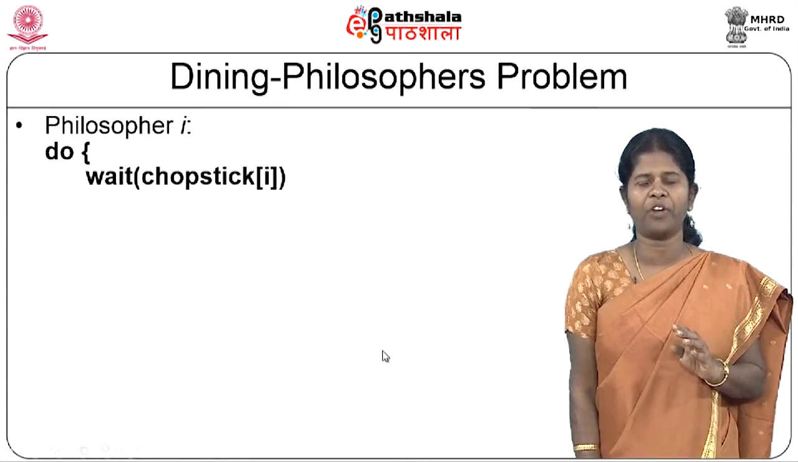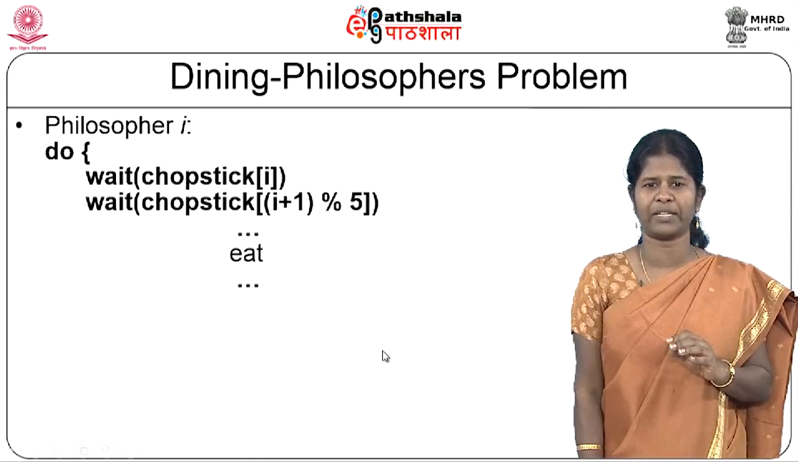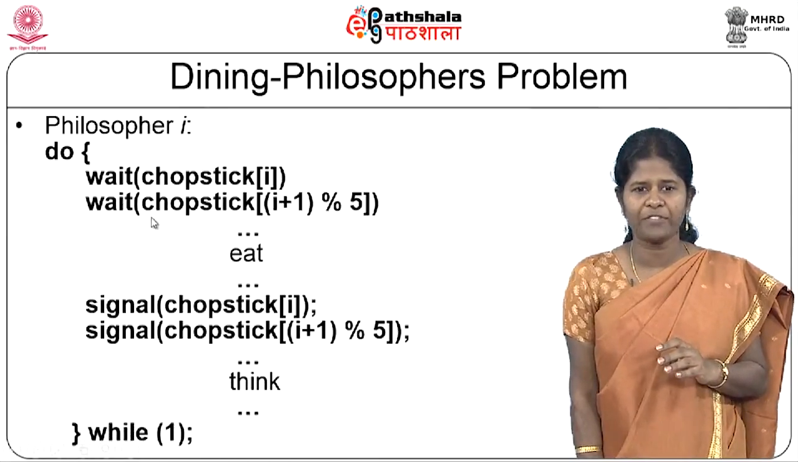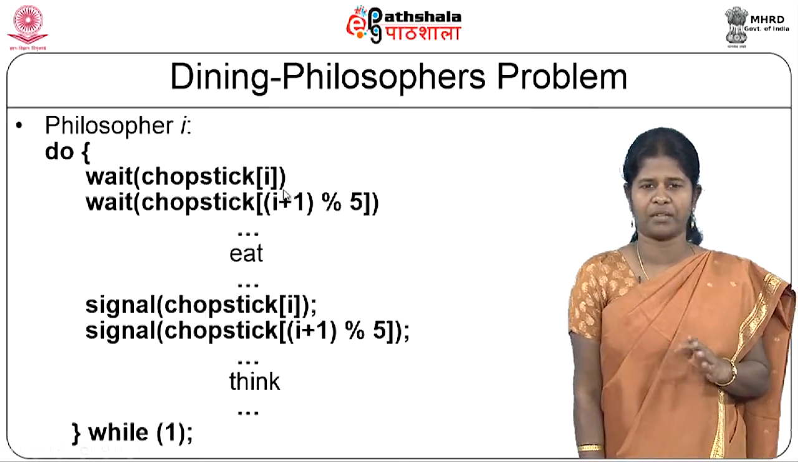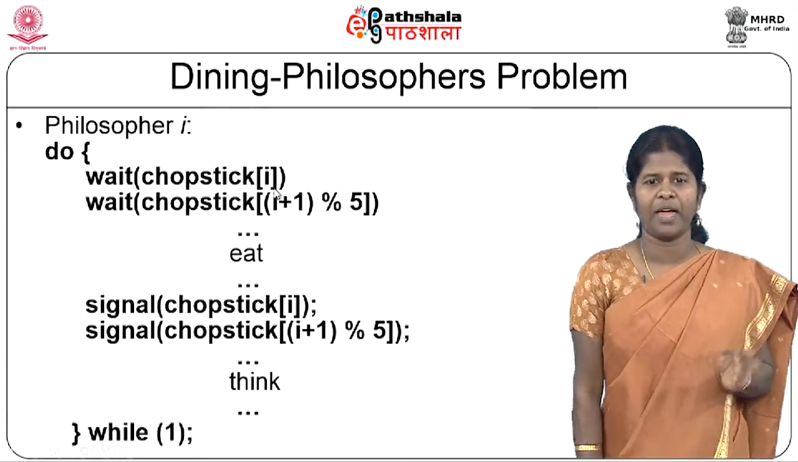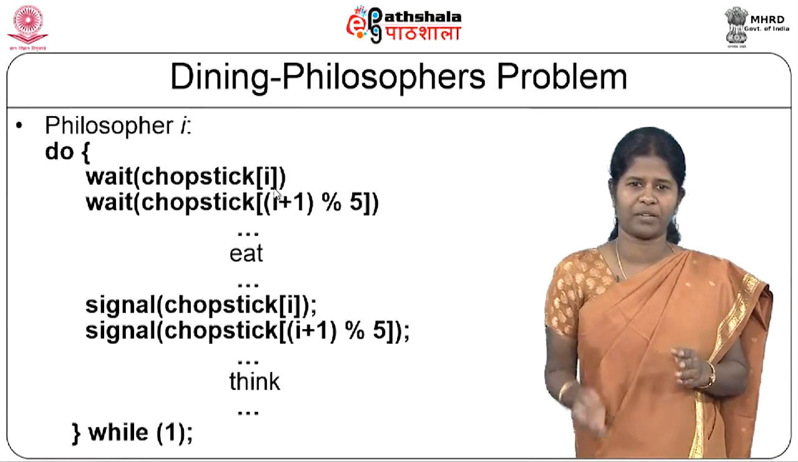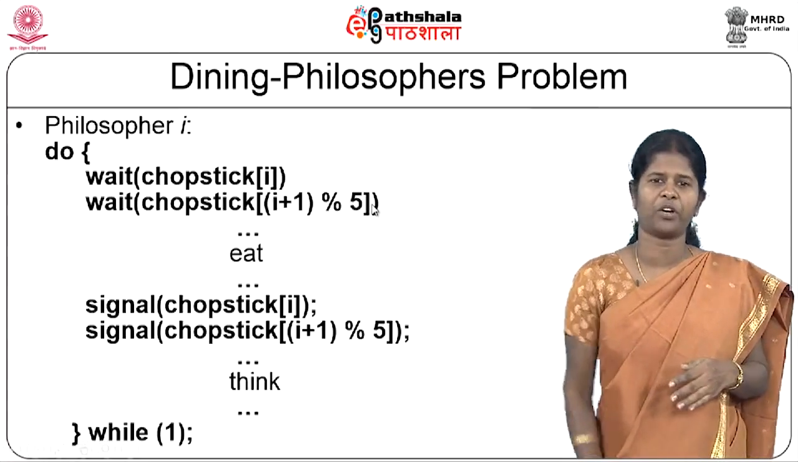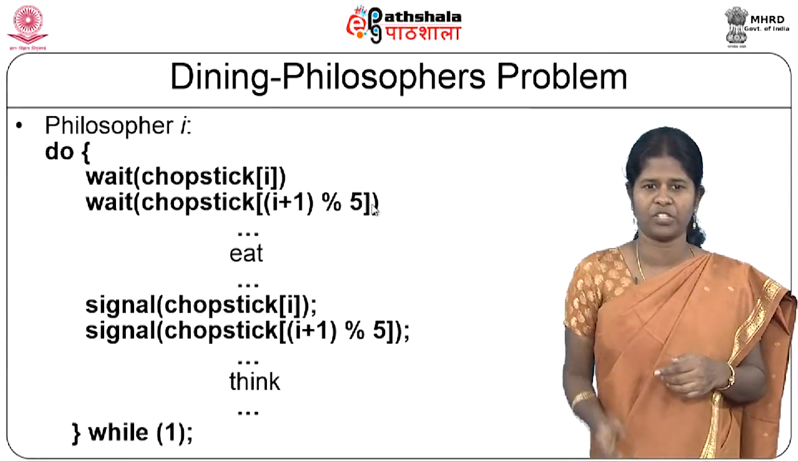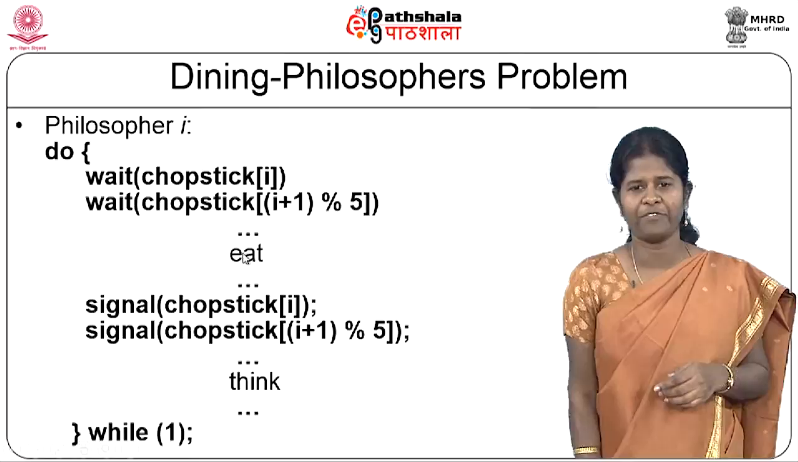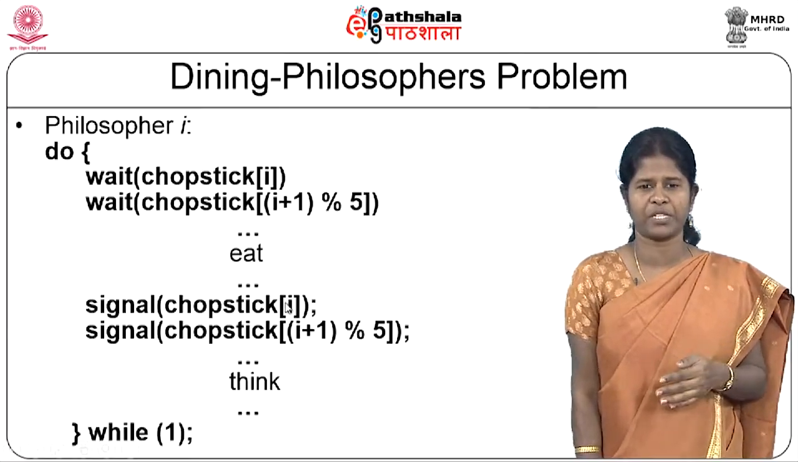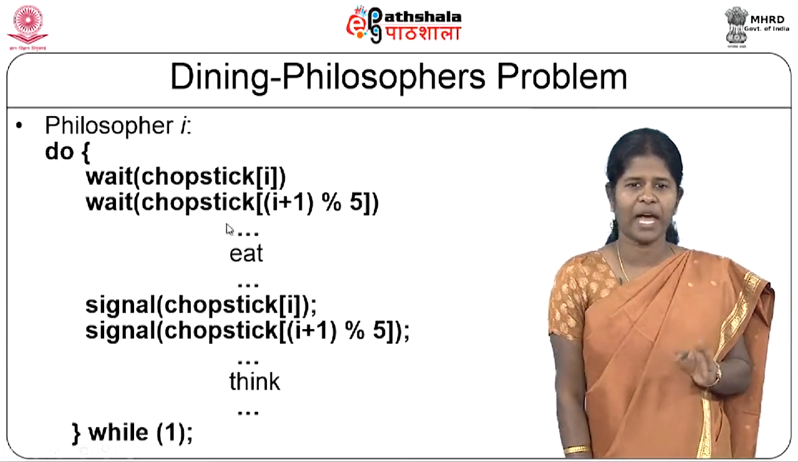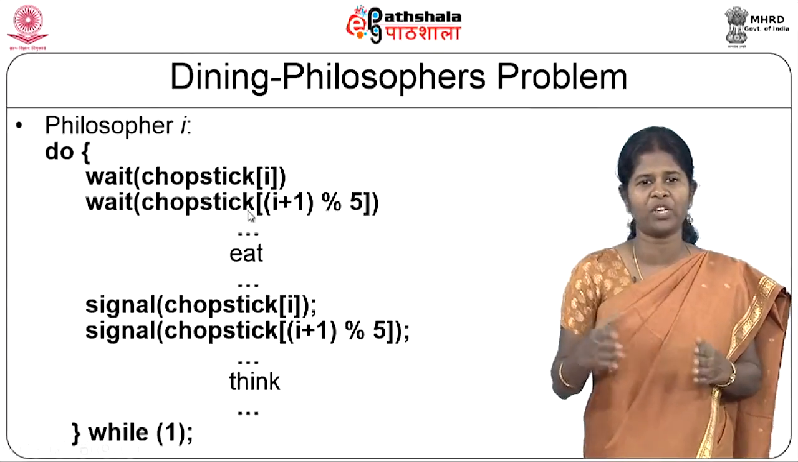So the algorithm for any philosopher will look something like this. Initially the philosopher before dining will have to wait on a chopstick. Maybe he will wait on the leftmost chopstick and then on the rightmost chopstick. So he will wait on chopstick of I, then chopstick of (I plus 1) mod 5, because you are looking at only 5 chopsticks, and then eat, and after finishing dining he will signal chopstick of I, the leftmost chopstick, and then release the rightmost chopstick. This has to happen for every philosopher. For every philosopher this should be the code.